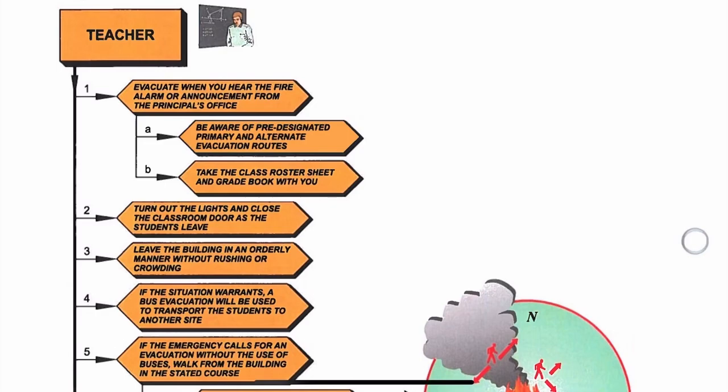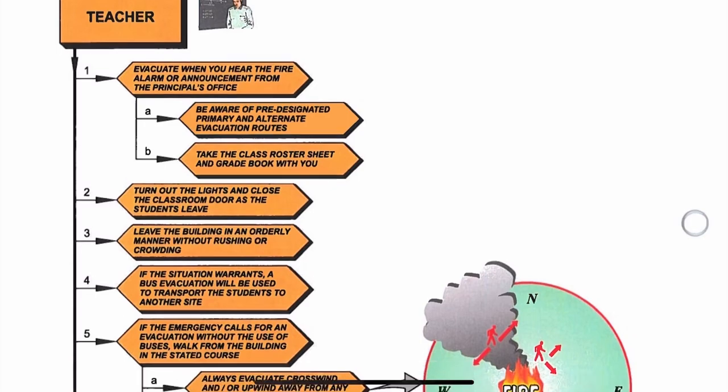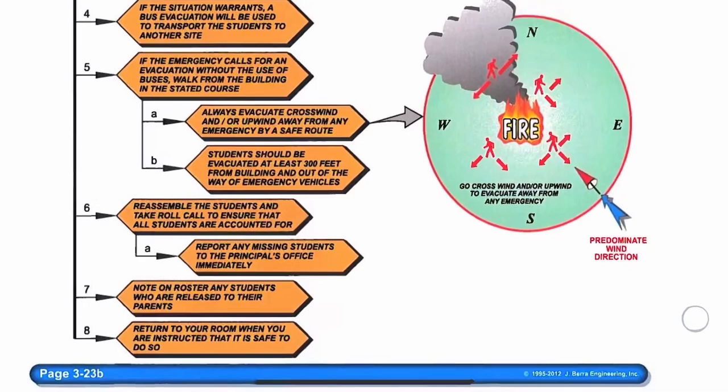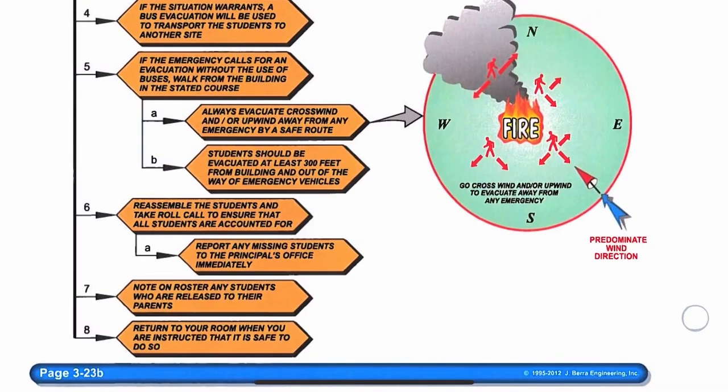If the situation warrants, a bus evacuation will be used to transport the students to another site. If the emergency calls for an evacuation without the use of buses, walk from the building in the stated course. Always evacuate crosswind and or upwind away from any emergency by a safe route. Students should be evacuated at least 300 feet away from the building and out of the way of emergency vehicles.